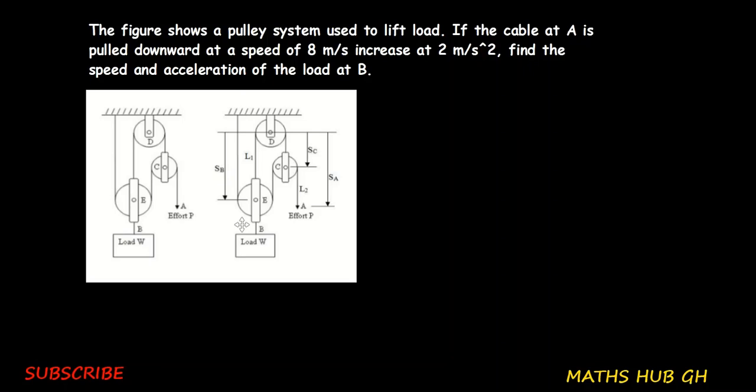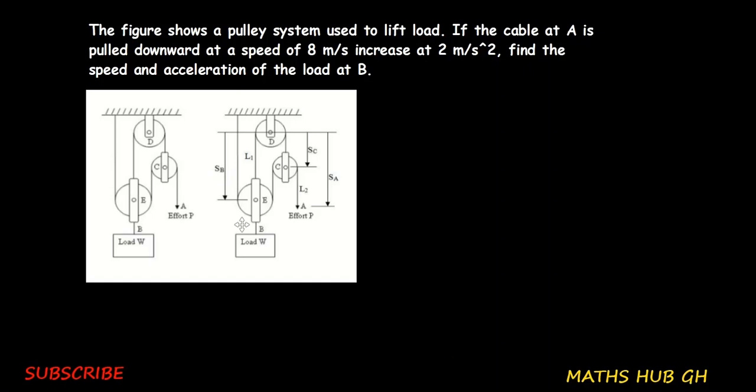In this video, you are going to solve this question I have here on the screen. The question says the figure shows a pulley system used to lift a load. If the cable at A is pulled downward at a speed of 8 meters per second and increases at 2 meters per second squared, find the speed and acceleration of the load at B. So let's look at how you are going to solve this question.